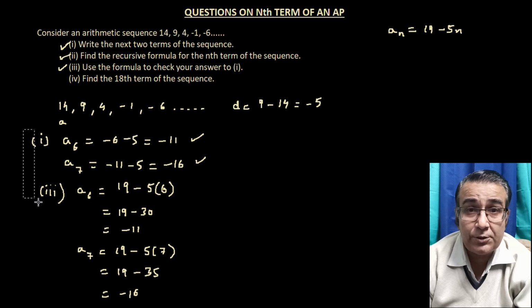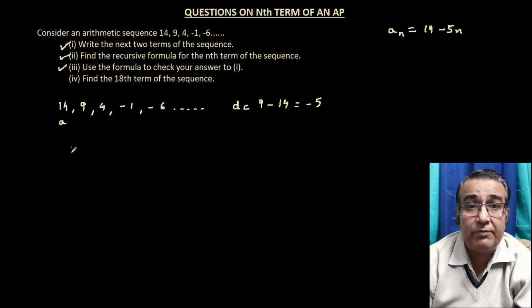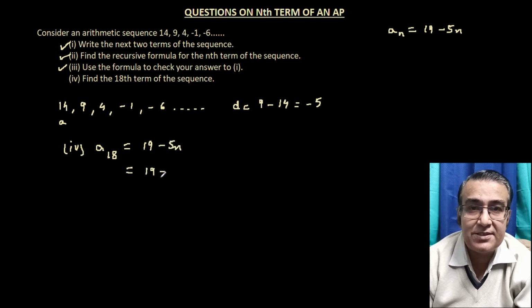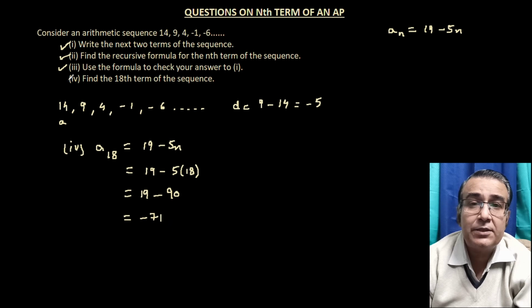Let's get rid of this also and come to the fourth part, where we have to find the 18th term of the sequence. So again, A18 or T18 is going to be 19 minus 5 times 18, because in this case n is equal to 18, which becomes 19 minus 90, which gives us negative 71. So that means the 18th term of this sequence or this progression is going to be negative 71.